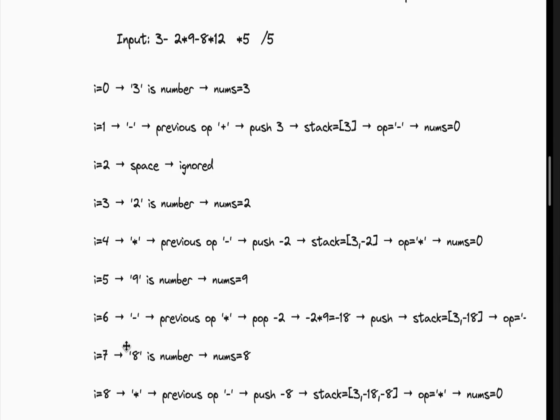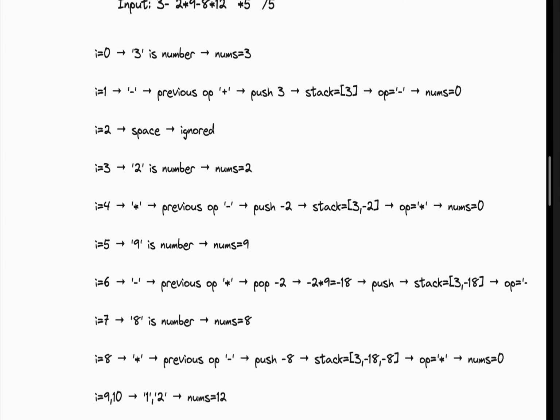I equal to 7, 8 is number 8. Then I equals to 8, we have multiplication operator, we will have previous operator subtraction. We will push minus 8, stack 3, minus 18, minus 8. Now operation is multiplication, nums is 0. I equals to 9, so 1. I equals to 10, nums is 12, both the numbers, nums will be 12.